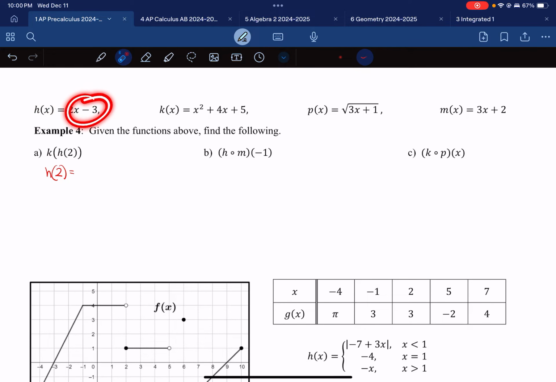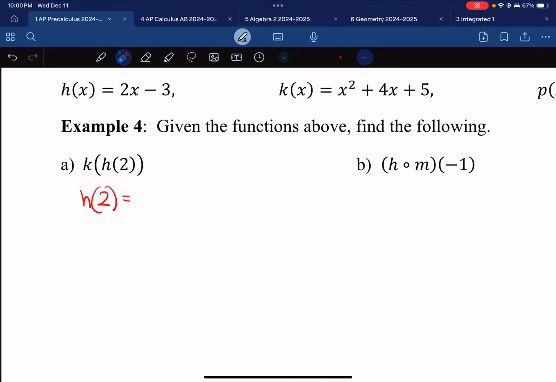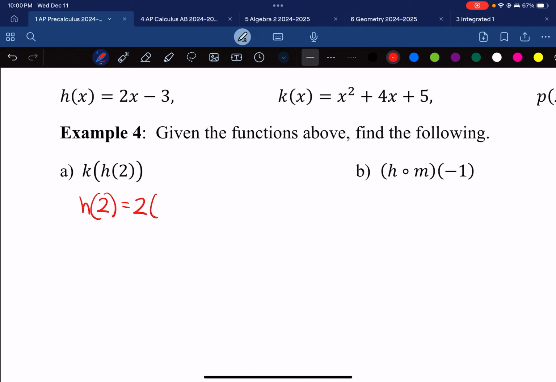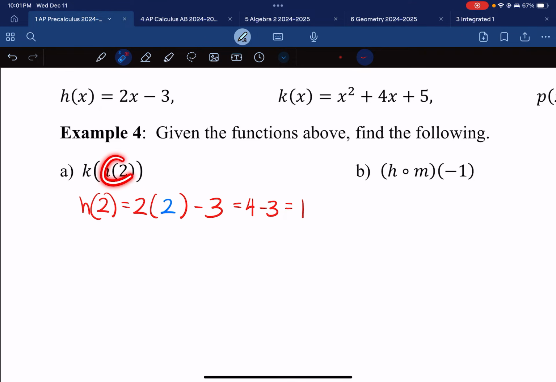So I'm rewriting 2x minus 3, but leaving a spot for the x. So this is going to be 2x minus 3. In my container, it holds a 2 over here. So I'm going to say, there's my 2, and I can simplify that. I can say that's 2 times 2, which is 4. 4 minus 3 is 1. Okay, so that means this entire h of 2 is 1.